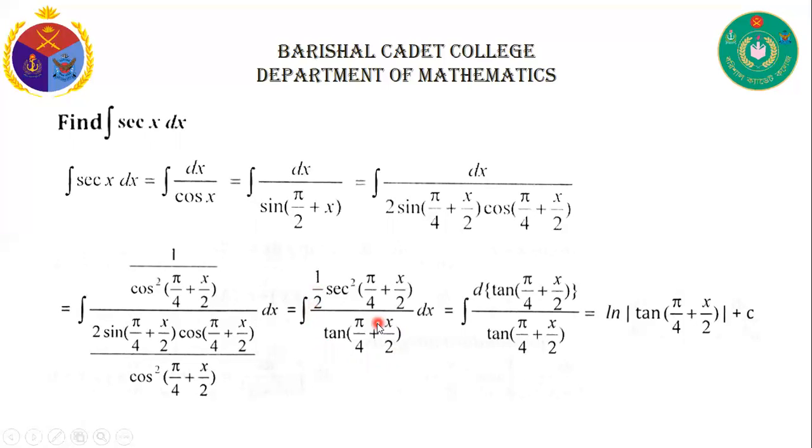We know that the differentiation of tan x is sec square x. So the differentiation of tan x is sec square x. It is the same, and here it is not actually x, this is x by 2. So the differentiation of x by 2 is 1 by 2.